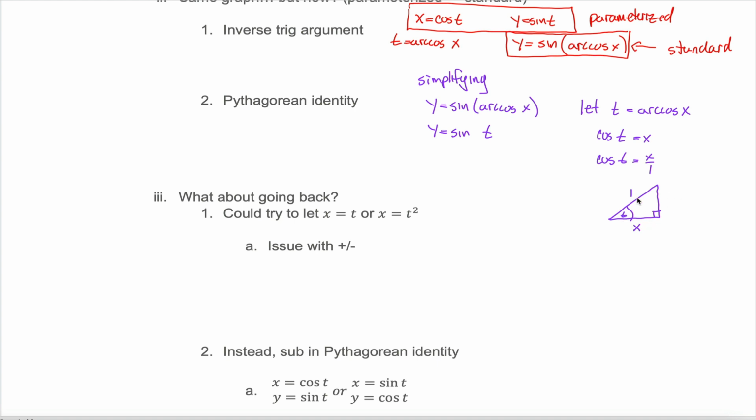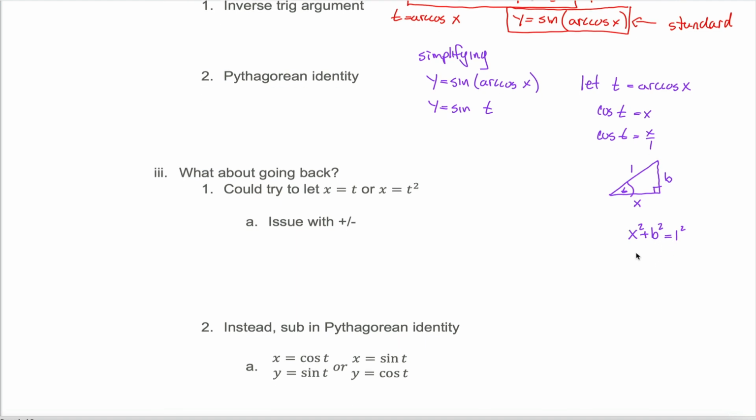But no big deal, if you have two side lengths in a right triangle, you really know all three of them. Maybe you call this side length, I don't know, the letter b, and then using Pythagorean theorem, x squared plus b squared is equal to 1 squared. Think a squared plus b squared equals c squared. So x squared plus b squared equals 1. b squared is equal to 1 minus x squared. So b is equal to the square root of 1 minus x squared. Technically plus or minus, but because we're talking about side lengths, we can leave that off and just say b is the square root of 1 minus x squared.